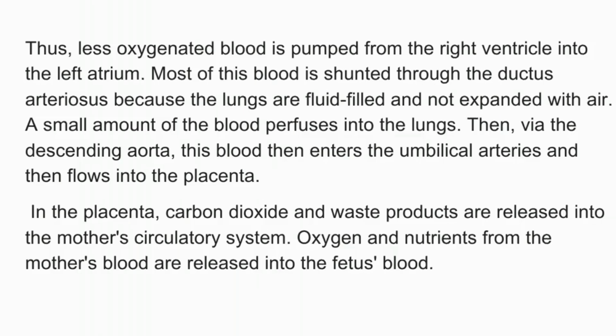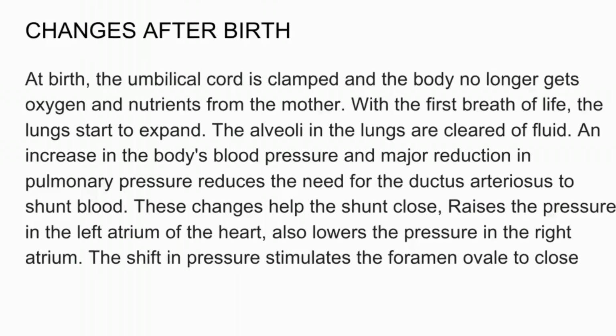Now, most of this blood is shunted again through another shunt known as the ductus arteriosus because the lungs are filled with fluid and are not expanded with air. Remember, in adult circulation, the lungs contain alveoli which expand and are filled with air. Then via the descending aorta, this blood enters the umbilical arteries and flows into the placenta. Now, in the placenta, carbon dioxide and waste products are released into the mother's circulatory system. Oxygen and nutrients from the mother's blood are released into the fetus's blood.